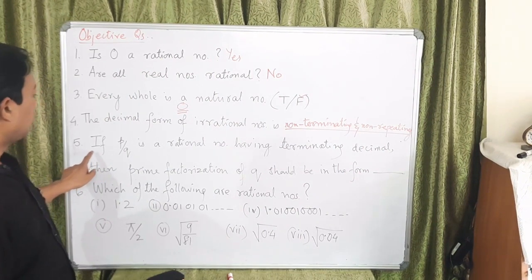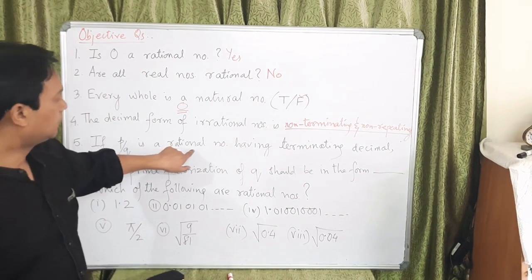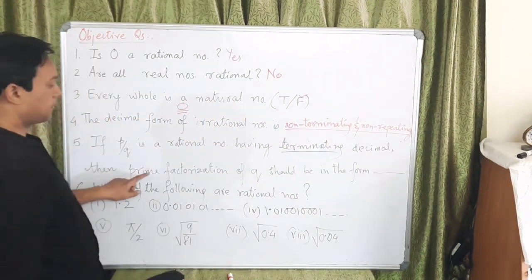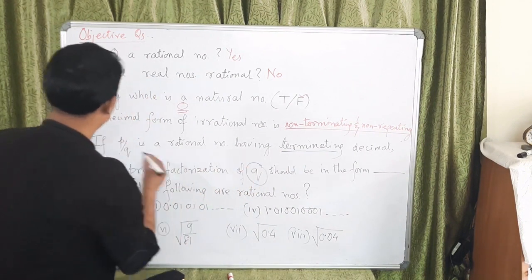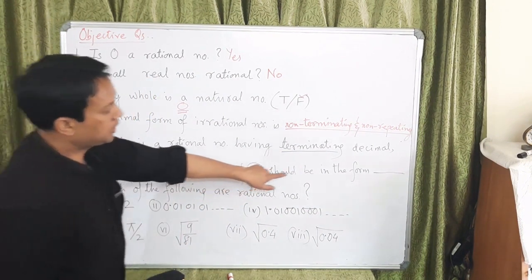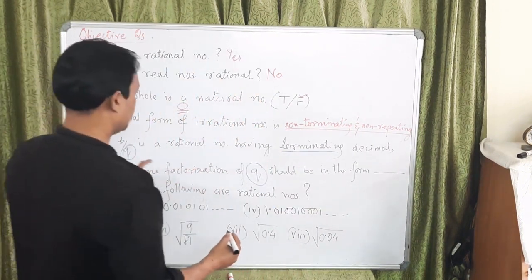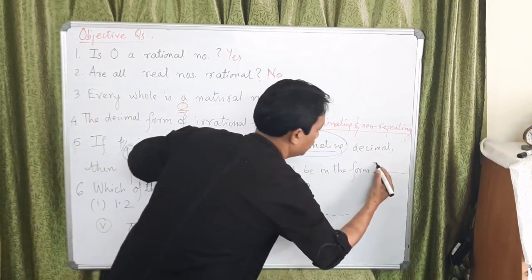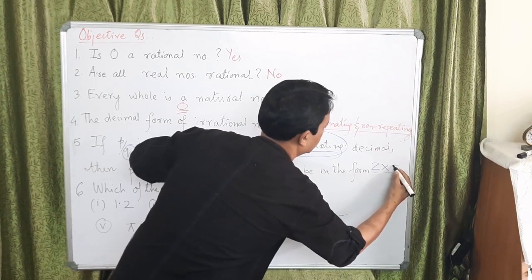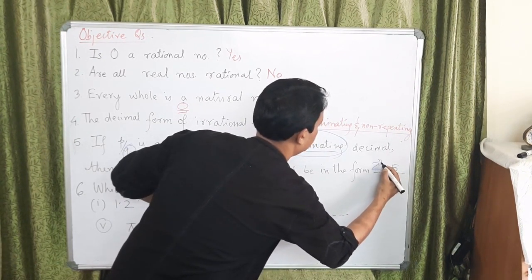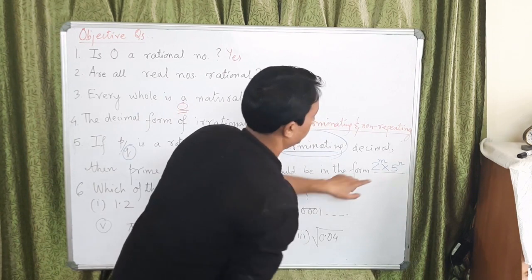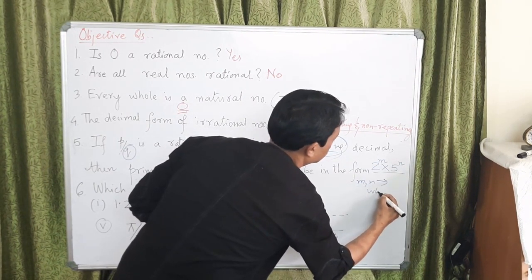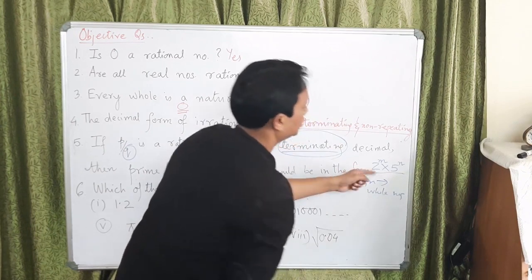Let's look at number 5 now. If P by Q is a rational number having a terminating decimal, then the prime factorization of Q, remember Q is the denominator, should be in the form 2 to the power m into 5 to the power n. If it has a terminating decimal, the denominator should have only 2s and 5s. This m and n are whole numbers. It can be any numbers starting from 0, 1, 2, 3.